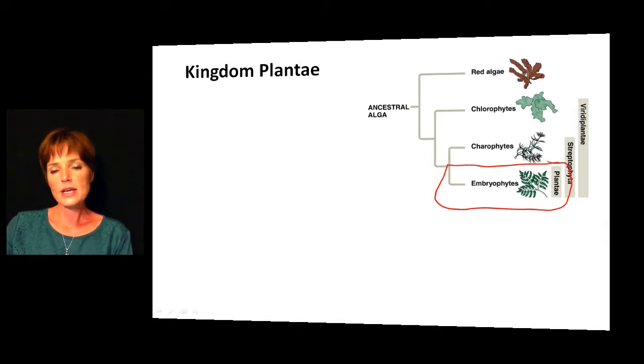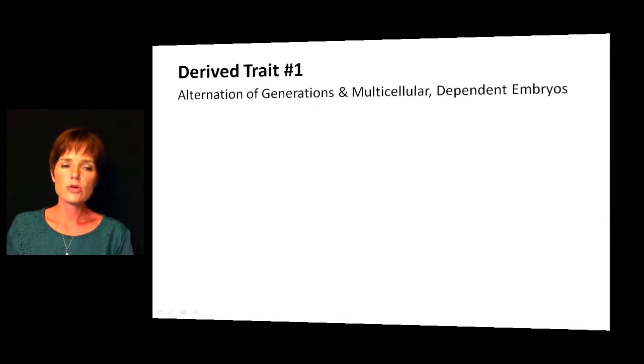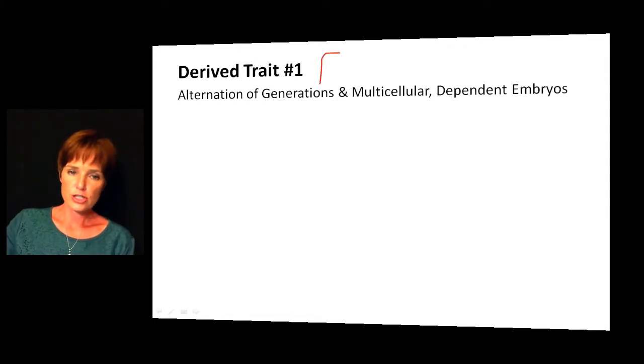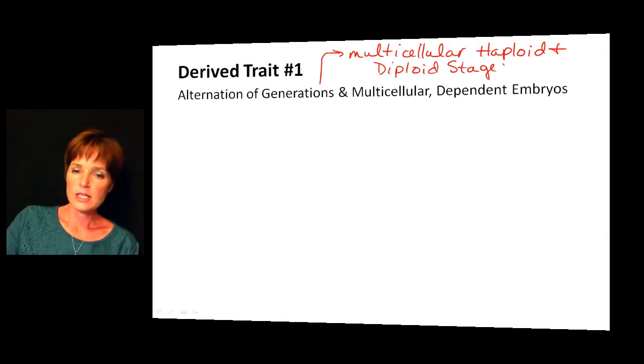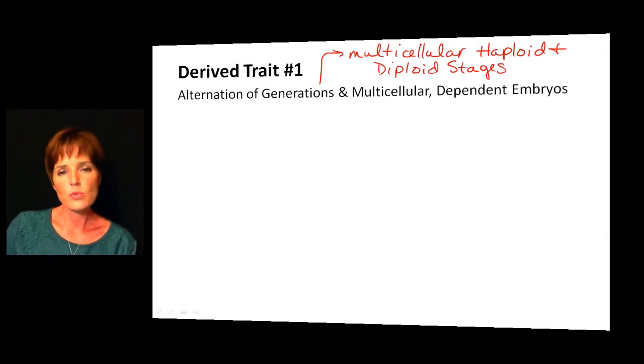So if we talk about what is unique to the embryophytes, they're going to have a number of derived traits. Derived trait number one is that they did have alternation of generations and then also multicellular dependent embryos. So the alternation of generation part, to refresh your memory, is when you have multicellular haploid and diploid stages. This is something that we did see in the brown algae. We also saw it in the red algae in some of them. This is something that you're going to find in all land plants.